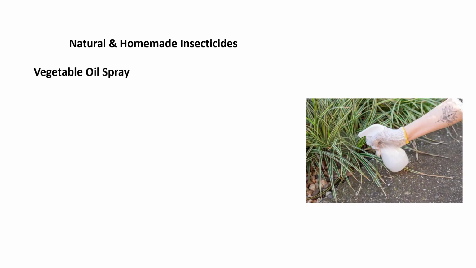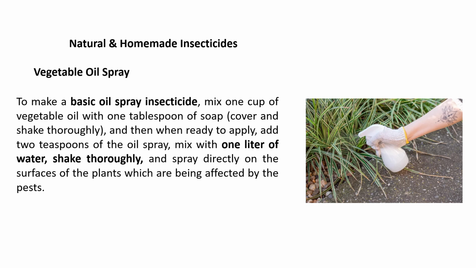Now we are going to discuss some natural homemade insecticides. Vegetable oil spray can also be used as an insecticide. To make a basic oil spray insecticide, mix 1 cup of vegetable oil with 1 teaspoonful of soap. Cover and shake thoroughly, and when ready to apply, add 2 spoonfuls of oil spray mix to 1 liter of water, shake thoroughly and spray directly on the surface of the plant which is being affected by the pest. So pests can be killed by means of this vegetable oil spray.